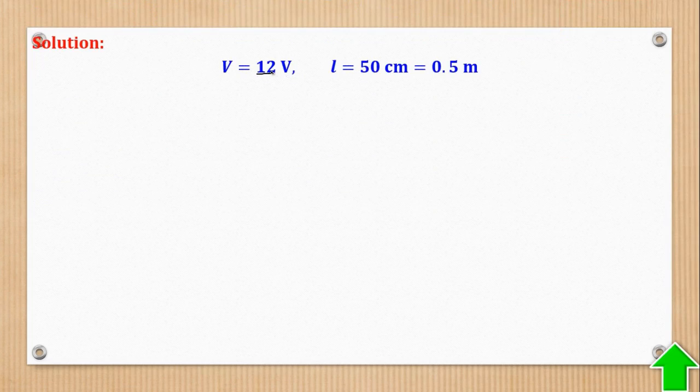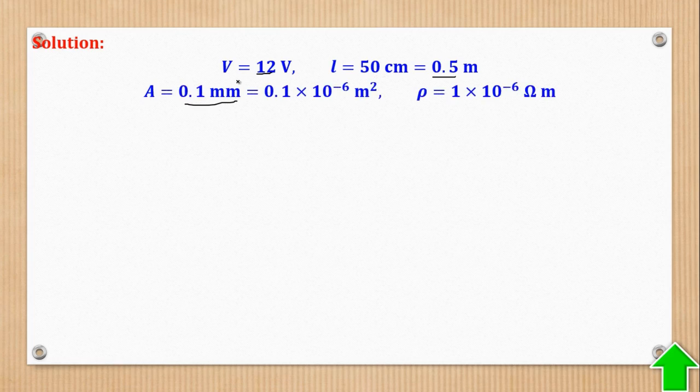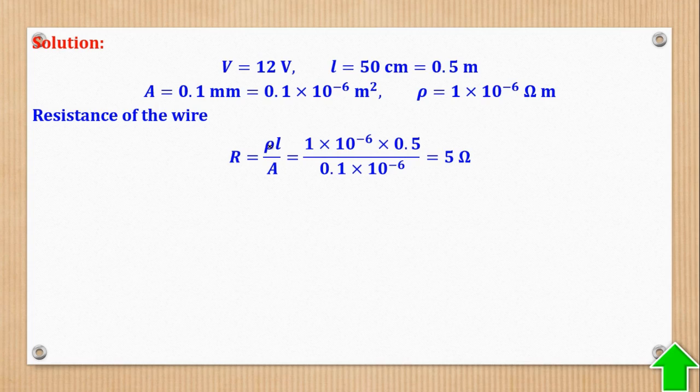So you know PD is that, length is that, you convert to meters, and also area is this, so it is squared. You convert it to meters squared, you multiply it by 10 to the power negative 6 to give you this. Then this is the resistivity, it was also given. So resistance of the wire is given by resistivity times length over cross-section area. So resistivity, length, cross-section area, to give you this as the resistance.